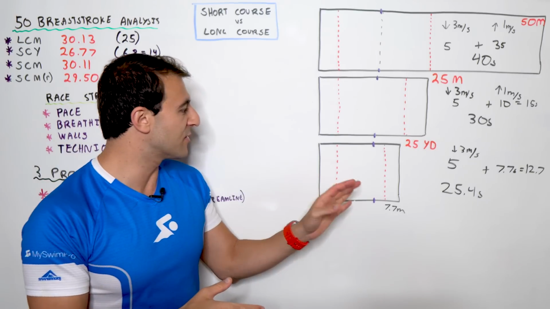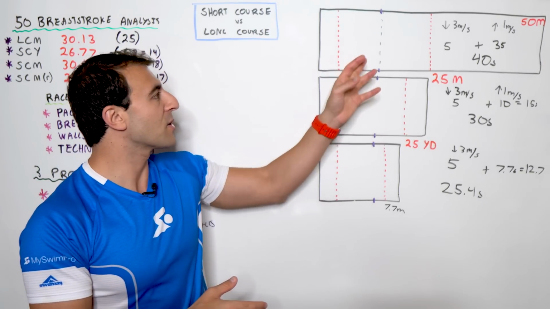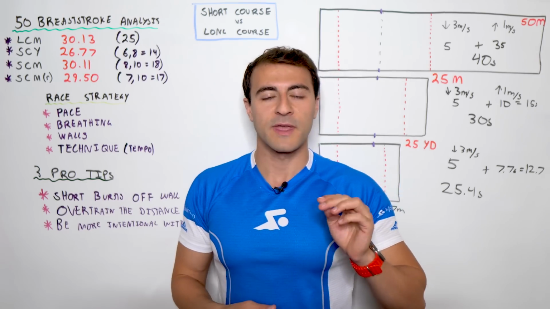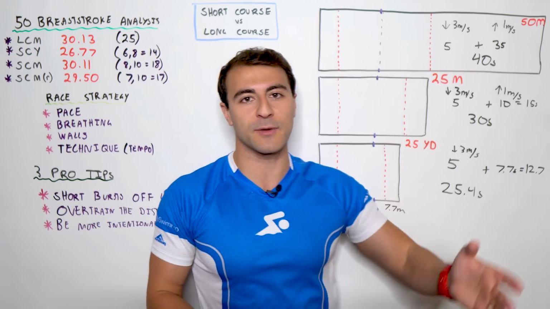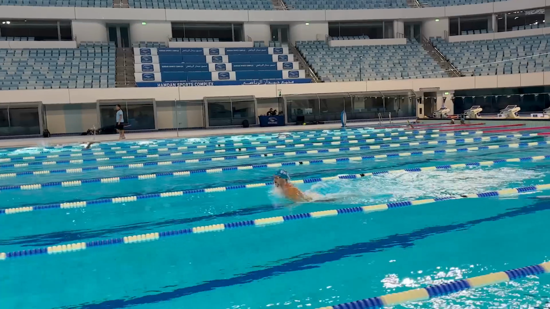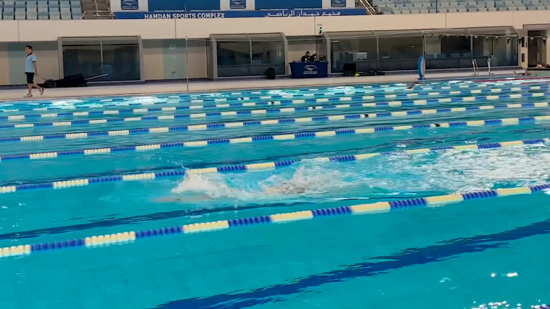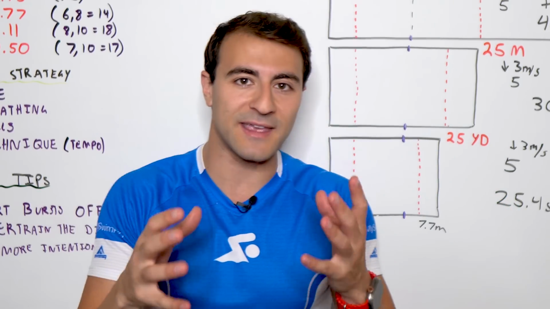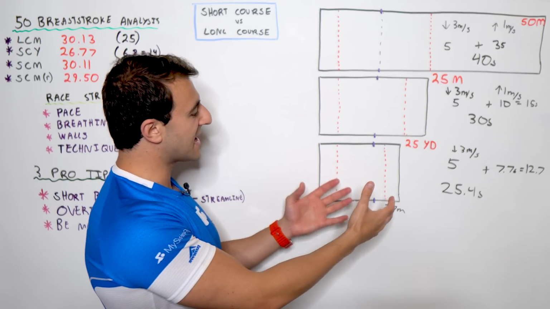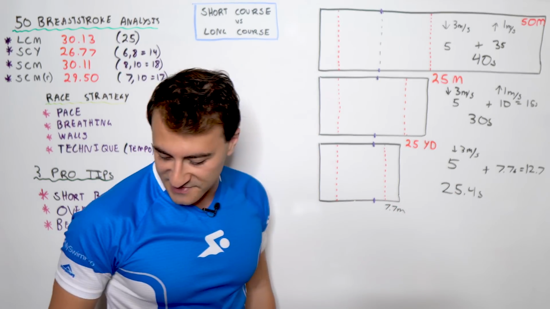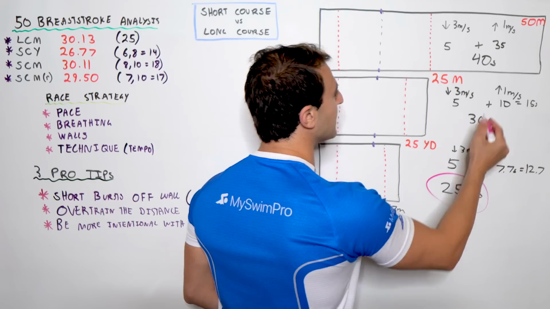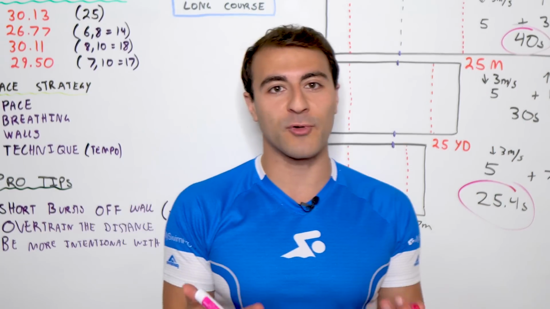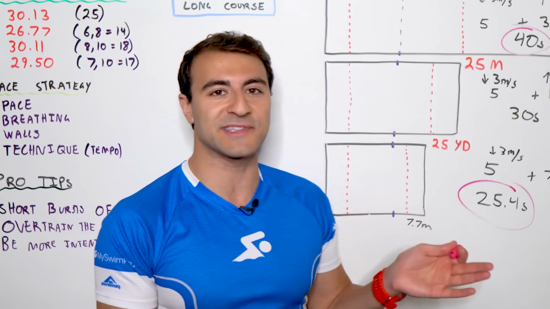That applies in short course yards, short course meters, but also in long course, more so, because if you go out too fast in a 50 meter pool, you're just going to fall apart and die. So you really need to be a little bit more conservative with your energy and pace things a little bit longer because the race is longer. Look at my dramatic example. We went 25.4 seconds in one of these and 40 seconds in the long course pool. That's a pretty dramatic difference considering we're swimming the same event.